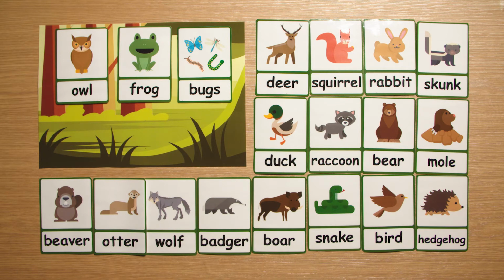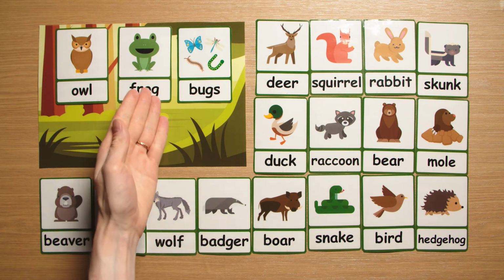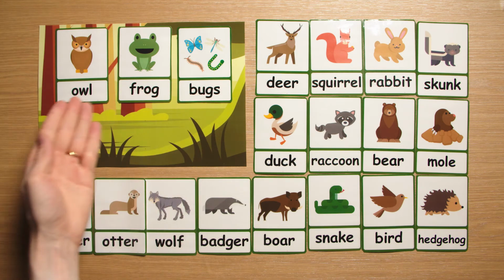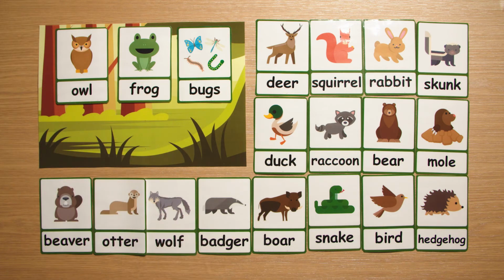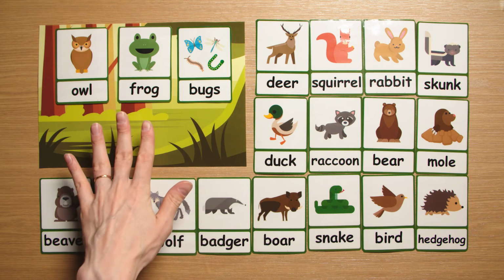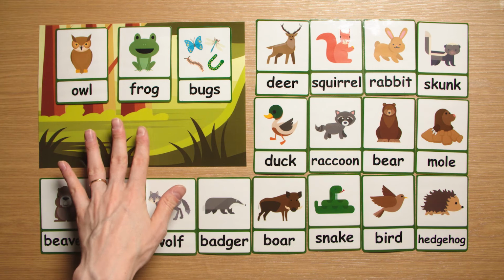The forest background can be used to teach such things as animal food chains, such as a frog eats bugs and an owl eats a frog. Feel free to print the cards at any size you wish, as well as printing an extra large background to fit all the animals.